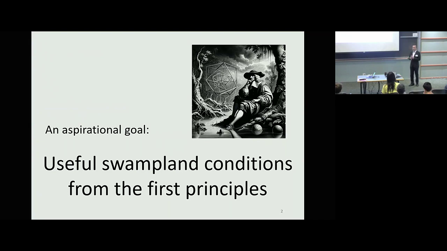So here I would like to define usefulness in the narrow sense, that it gives you a sharp constraint on low energy effective Lagrangian. Now, whether such a constraint is useful for particle physics or cosmology is the other question. But I think putting a constraint on low energy effective Lagrangian is a prerequisite to such work. So that's my aspirational goal.